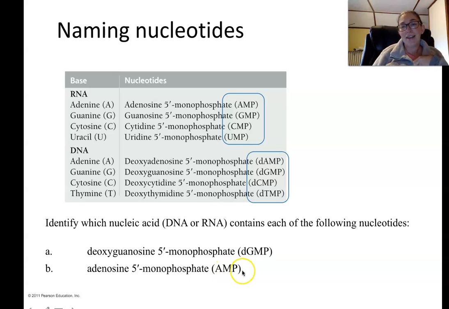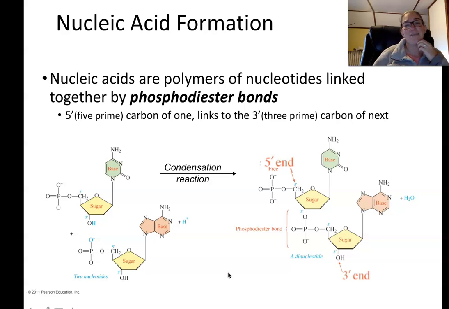AMP, adenosine monophosphate, is the precursor to ADP, adenosine diphosphate, which is the precursor to, ding, ding, ding, ATP, our energy molecule. So that energy molecule that we create and use so much in the cell is actually derived from nucleic acids, from an RNA nucleic acid.